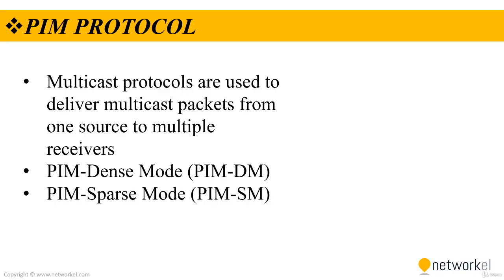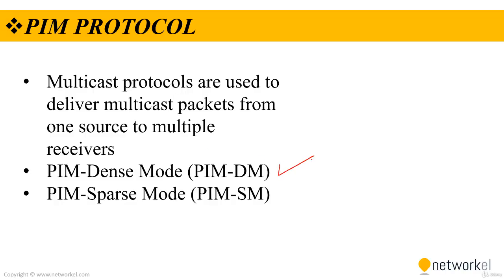Protocol-independent multicast, PIM, is a standard multicast routing protocol that provides scalable inter-domain multicast routing across the Internet, independent of the mechanism provided by any particular unicast routing protocol. There are two types of PIM: the first one is PIM dense mode, and the second one is PIM sparse mode.